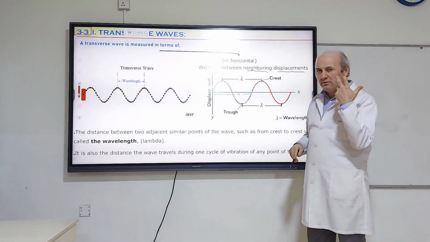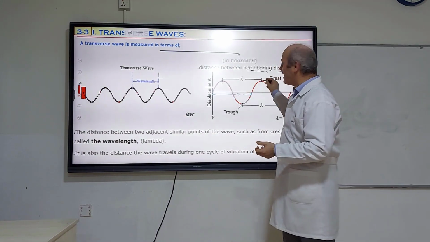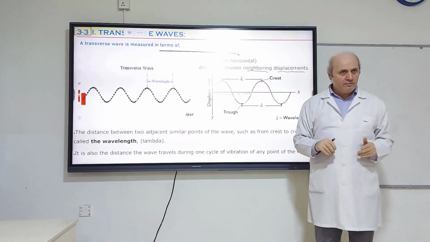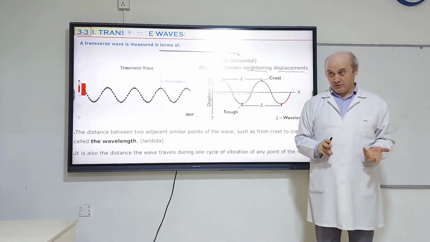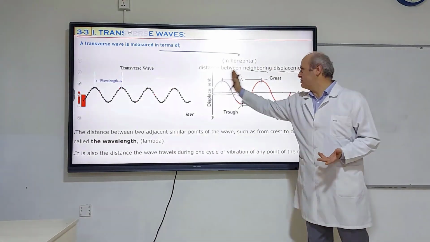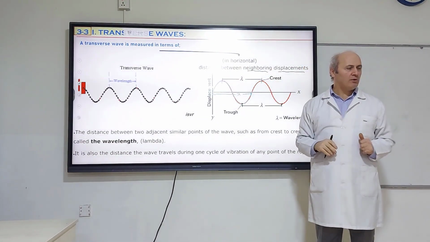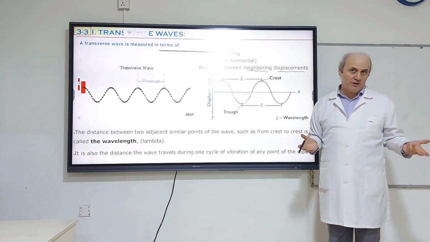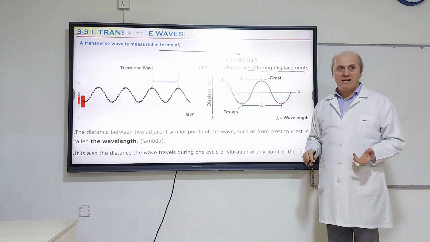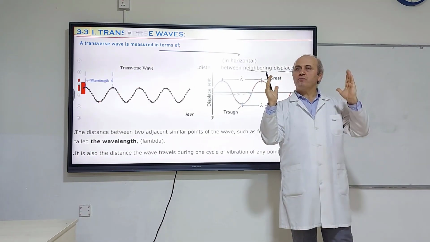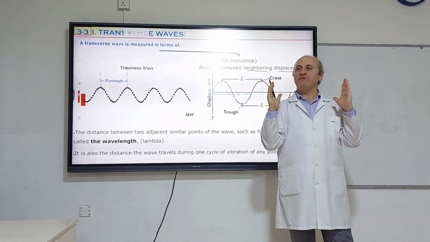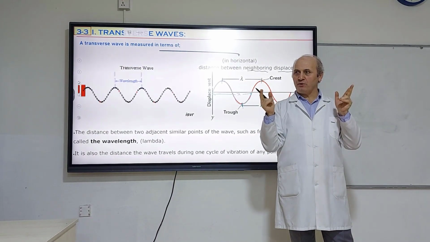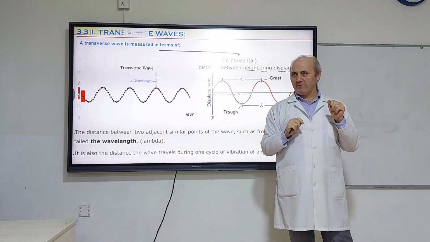So, can you conclude that from one crest to the next crest, there is one complete wave? Can you say that? Yes, we can. From one crest to the next crest, there is one complete wave. Or from one trough to the next trough, one complete wave? Yes, we can. It is one lambda. Yani, if you measure one lambda distance on a wave between those points, absolutely you have one complete wave.